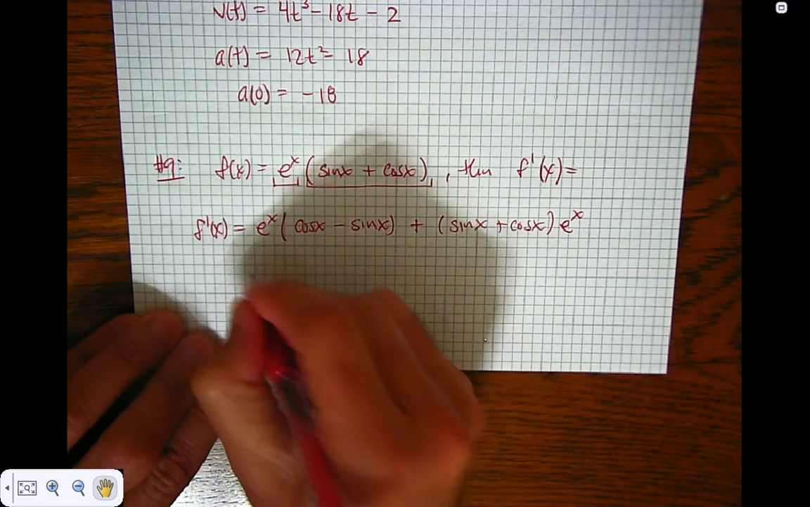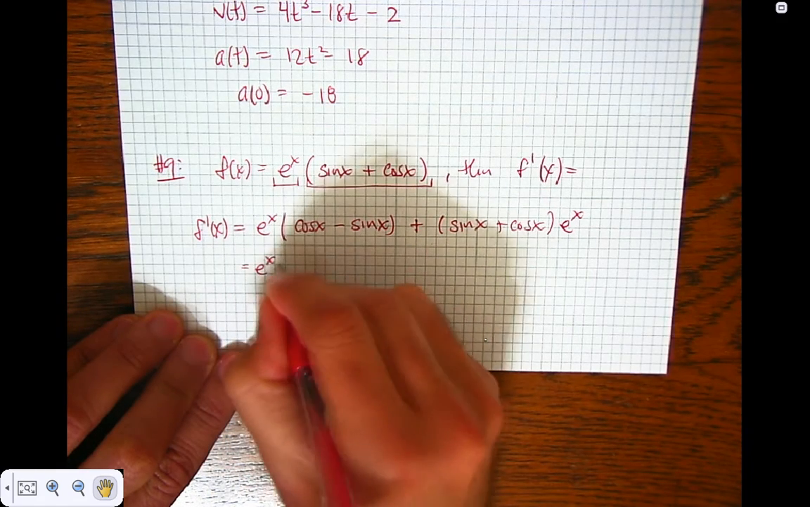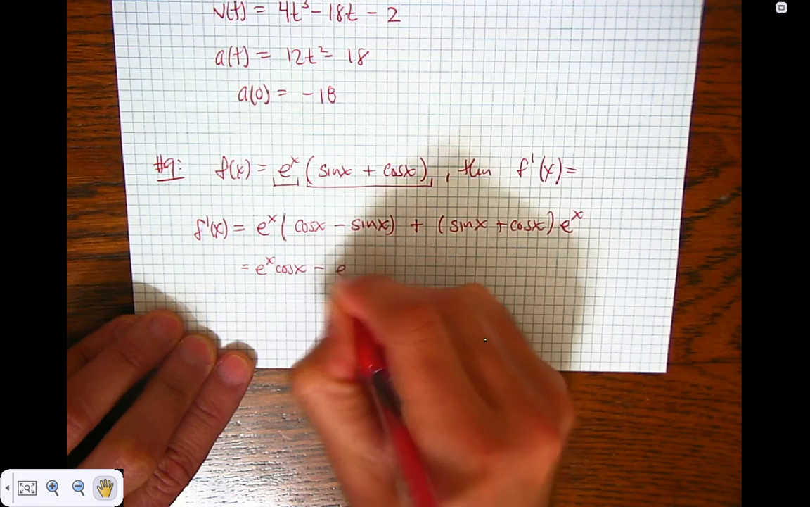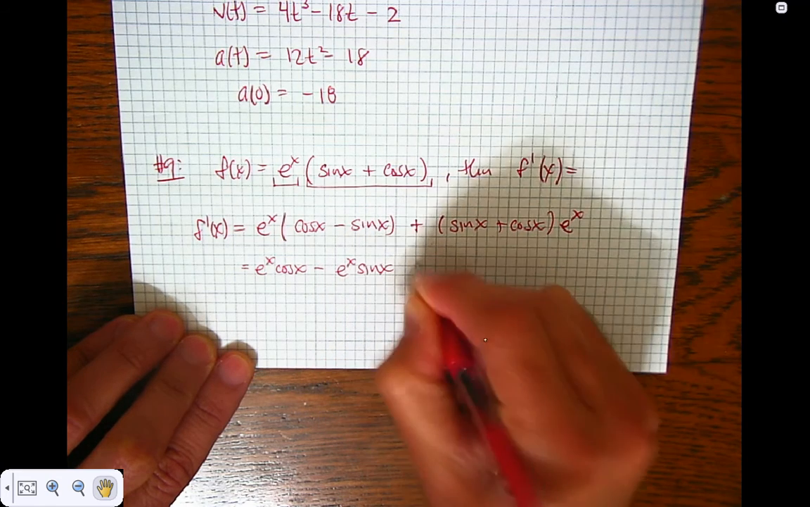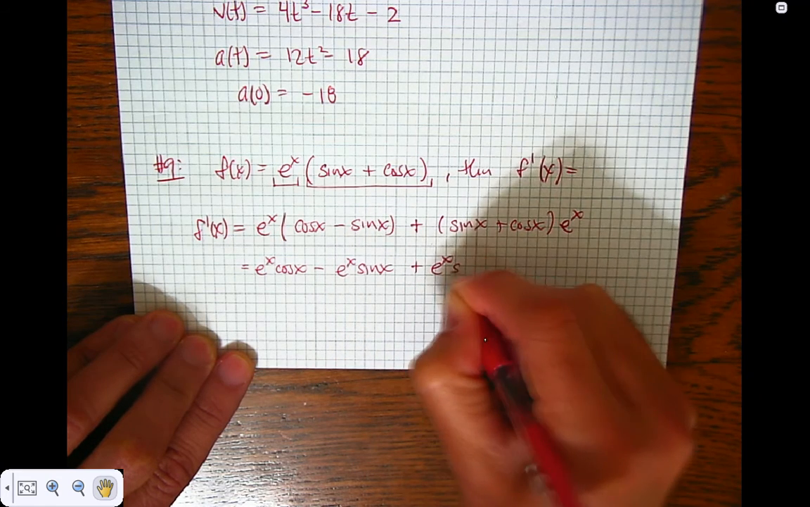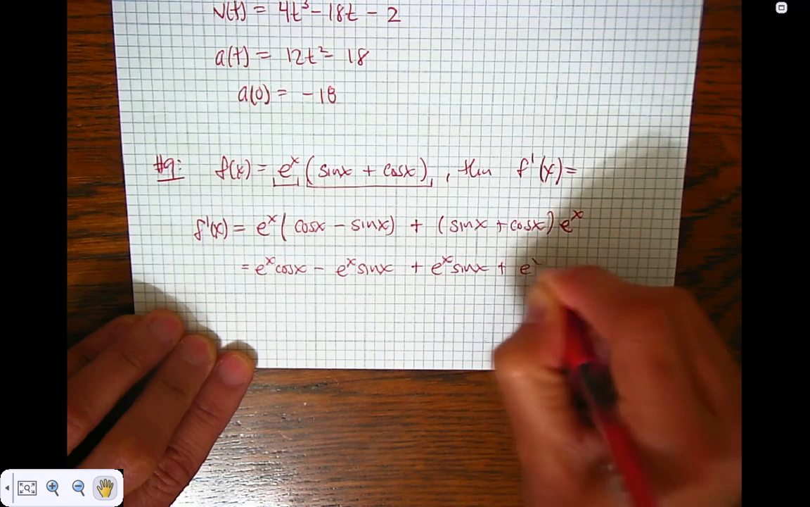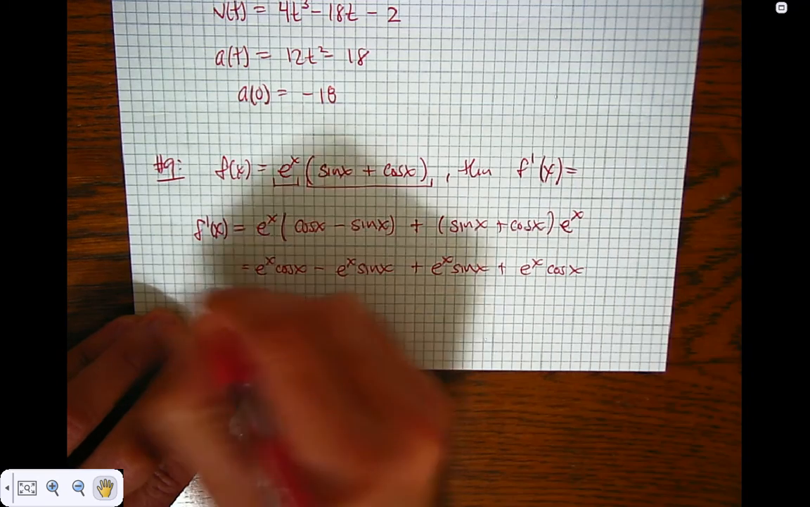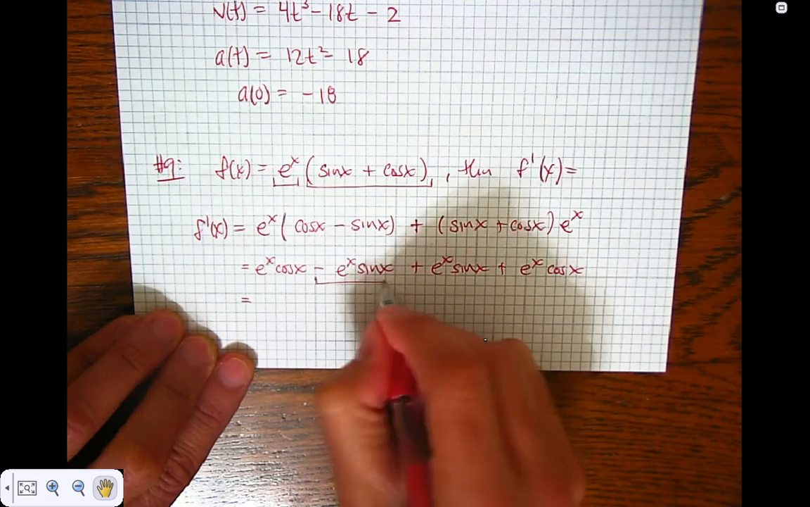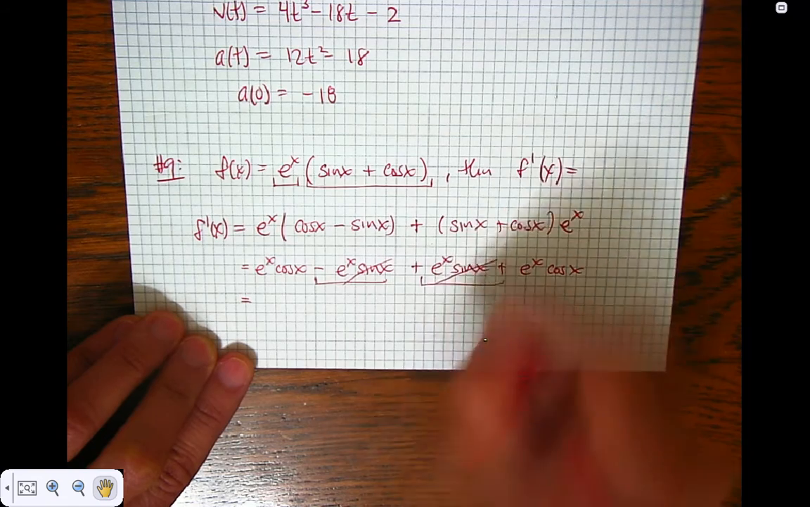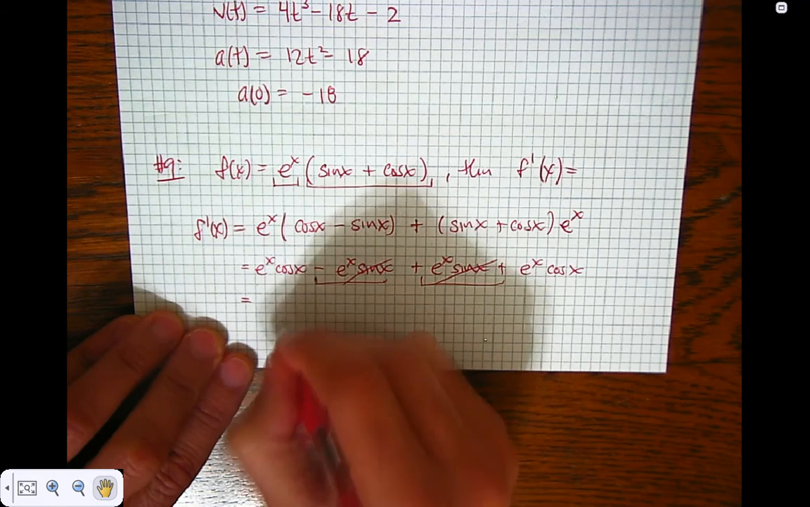Okay, so let's just distribute and see what we get. We get e to the x cosine of x minus e to the x sine x plus e to the x sine x plus e to the x cosine of x. Well, these guys cancel each other out. These are identical, so I have 2 of them.